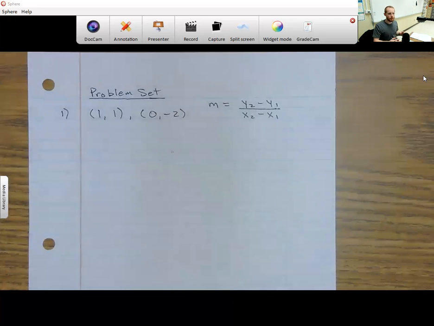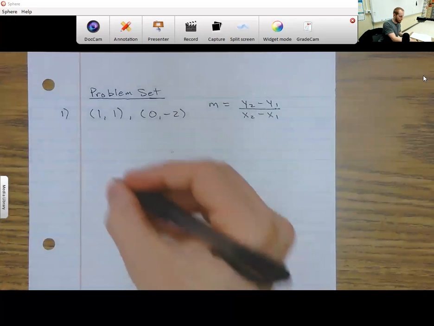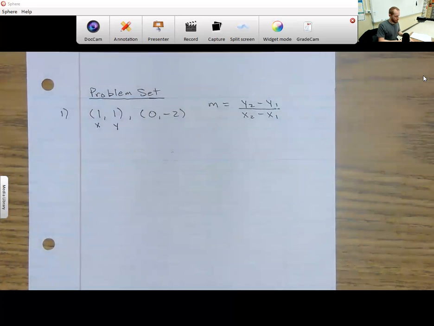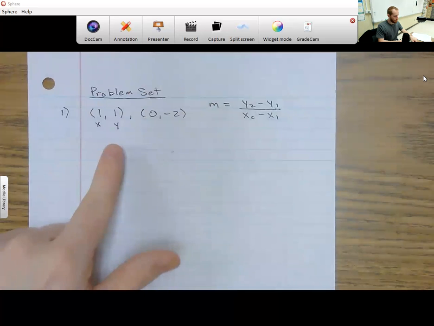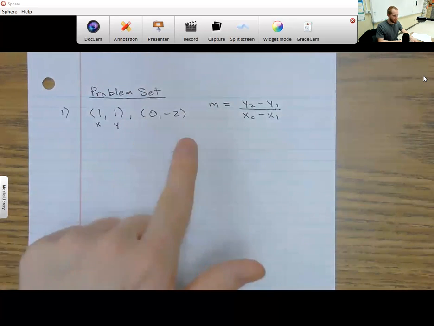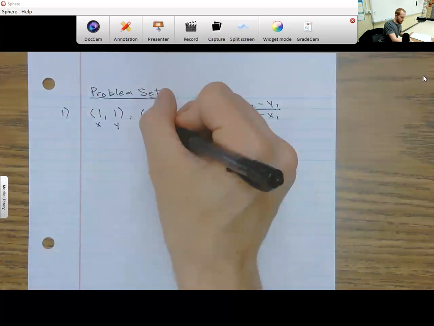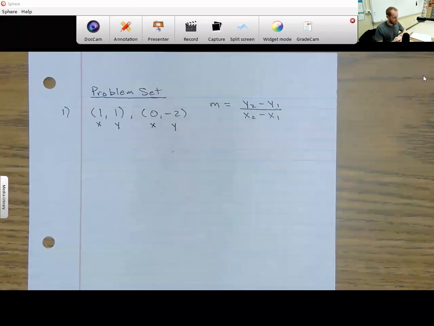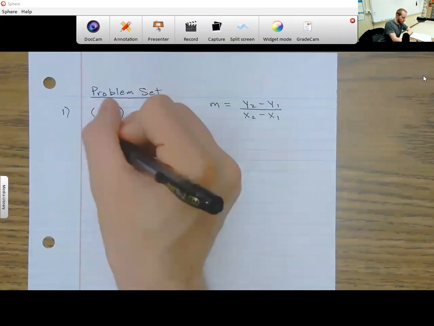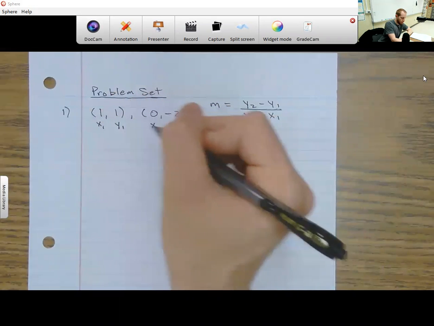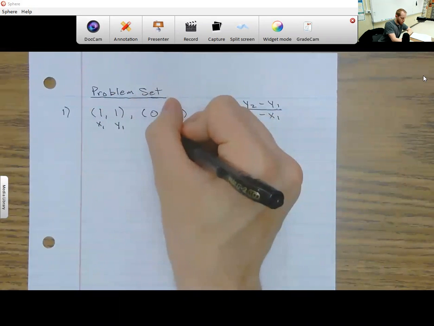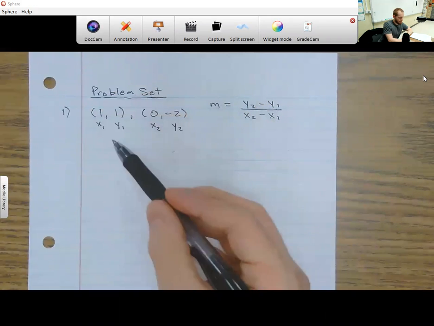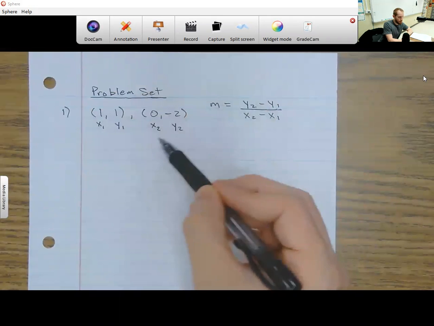Okay, so looking at these 2 points, I have an x coordinate and I have a y coordinate. So my x is 1 and my y is 1. And then over here, I'm also going to have an x coordinate coming first and a y coordinate going second. And I'm going to label this x1, y1, and I'm going to label these x2, y2. And the 1 and the 2 just means this is my first point, this is my second point.